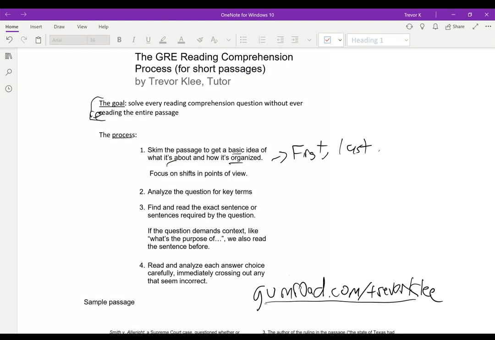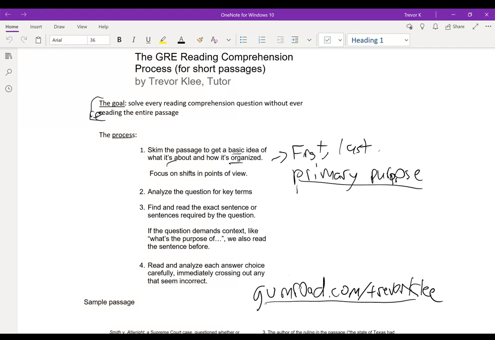So, this should really only be enough to answer a primary purpose question. No more. If you find yourself reading so much that you can answer more than that, you've read too much. So we're only going to skim it enough to answer primary purpose.